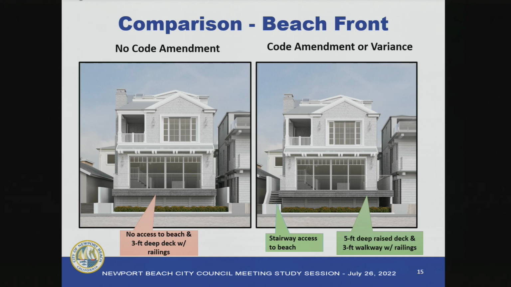So on the right, you see the stairs. They lead directly to the beach, up into the home, and they don't have that need to cut into the first floor footprint to provide for those stairs. It also has a deck that wraps around the side of the home with the required safety railings.